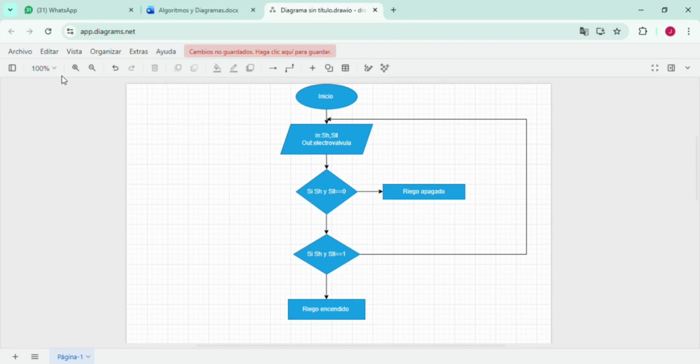First, it checks if the CH and CLL are off. If the answer is yes, the irrigator is off. But if the answer is no, it checks if they are on. If the answer is no, it returns to begin. But if the answer is yes, the irrigator is turned off.